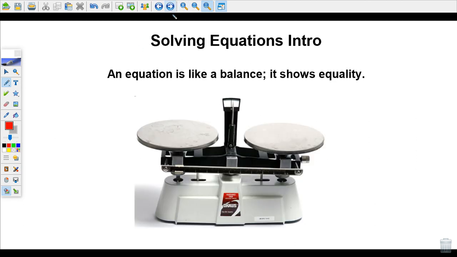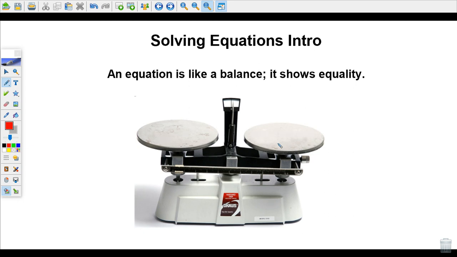So we're going to start off with a little introduction. I'm sure we've all seen one of these before, probably in science class. Balance, right? An equation is just like a balance. An equation shows that two things are equal. So an equation uses an equal sign to show that they're equal. This balance shows equality when these two sides are level. Okay, so I want you to imagine that this balance is level.